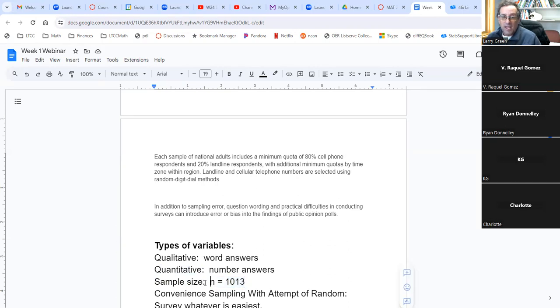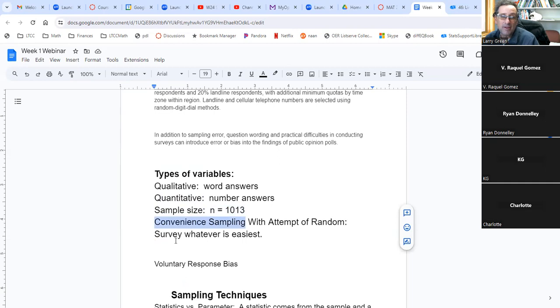If you really didn't plan, you just ask the people who you can easily find, that's called convenience sampling. And they mostly did convenience sampling. They did have some slight randomness and they also had some stratification, but there was definitely a lot of convenience in it. So convenience sampling means survey whatever's easiest.